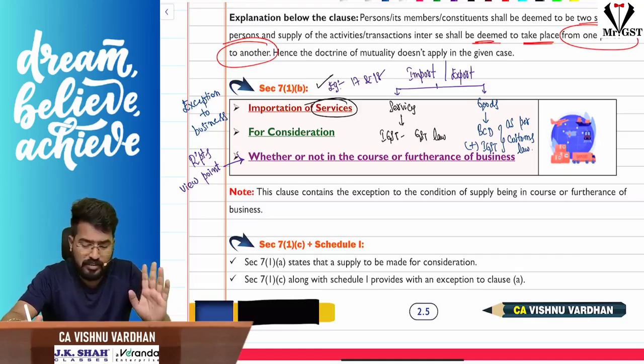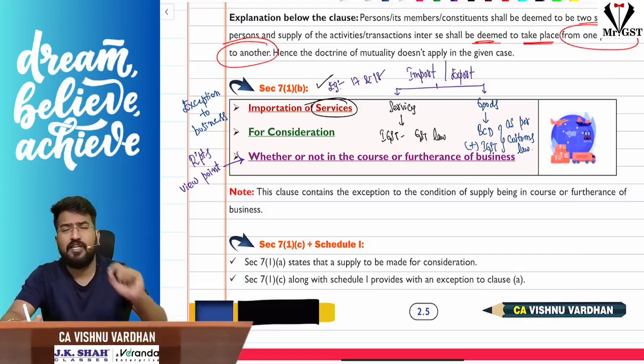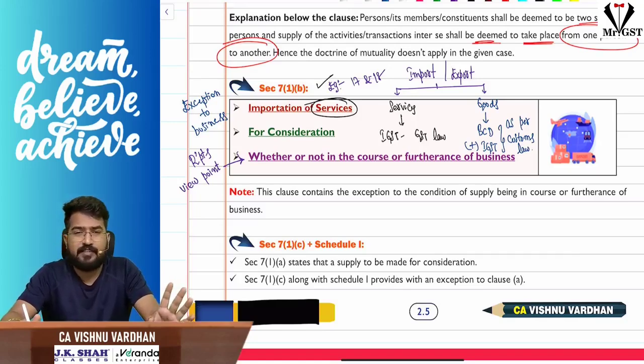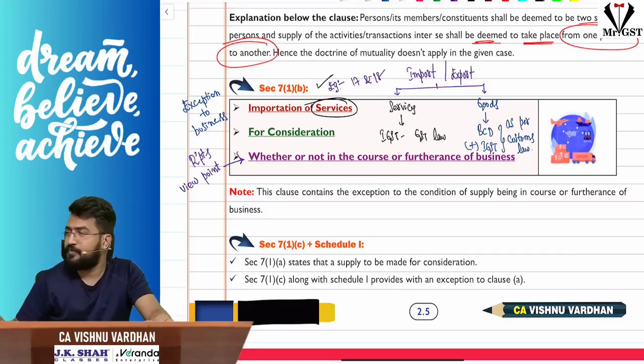So that is what the flowchart given here. So hope it is clear. So this is the only case where you see exception to business. Okay, so with this we are done with 71B.